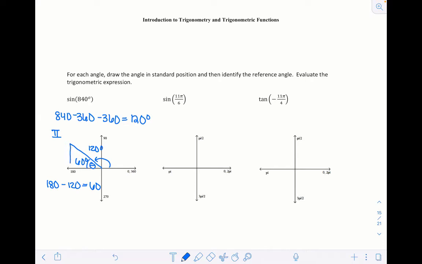Now I'm going to draw that vertical line to the x-axis and fill in my values. Across from the 60 is square root of 3. Adjacent is 1, and then hypotenuse is 2. Before I answer what is sine of 840 degrees, I want to check my signs. The 1 is in the negative direction, but the square root of 3 is in the positive direction. So for sine of 840 degrees, sine is opposite over hypotenuse, so it's going to be square root of 3 over 2.